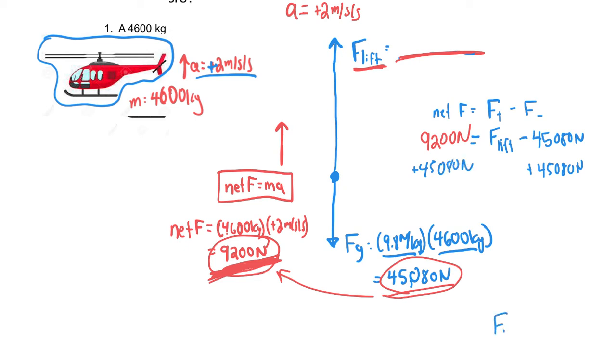And I'm going to move down here, and then we've got 45,080 plus 9,200, and that gives us 54,280 newtons here. And that's your first example problem.